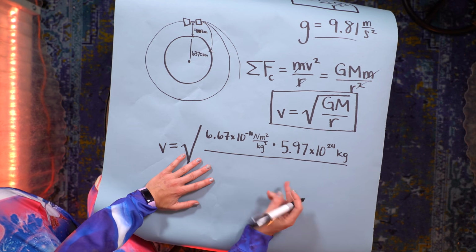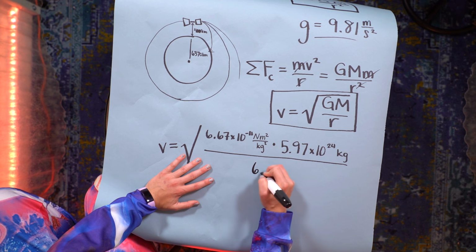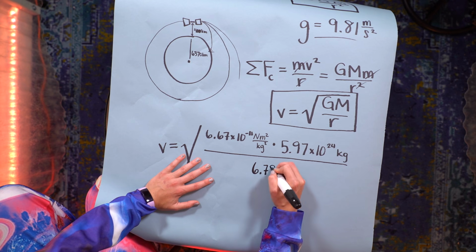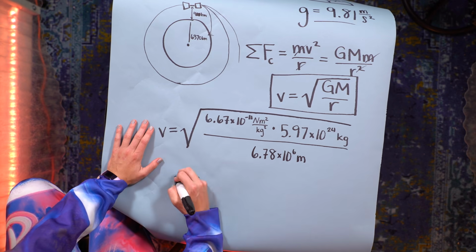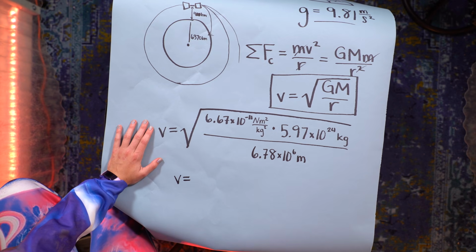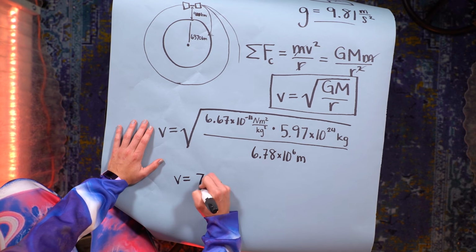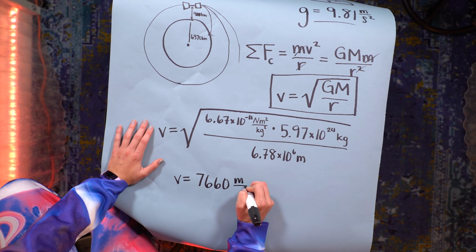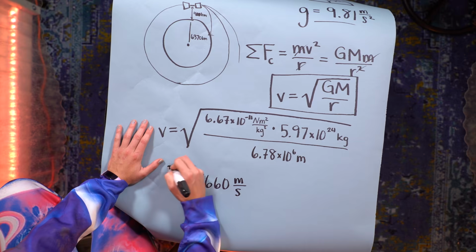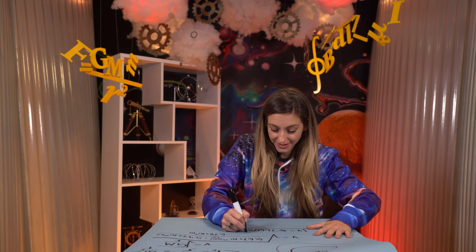But again, we want to work in meters, so that's about 6.78 times 10 to the 6th meters. And then that whole thing is square rooted. And when we do all this math, we end up getting about 7660 meters per second. And that is the orbital velocity of the International Space Station around Earth.